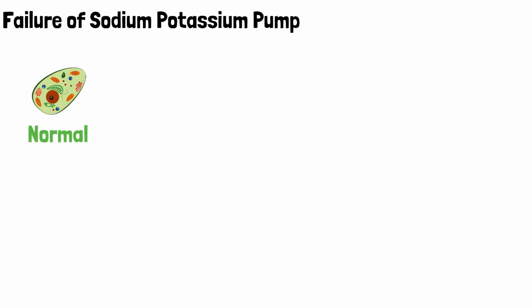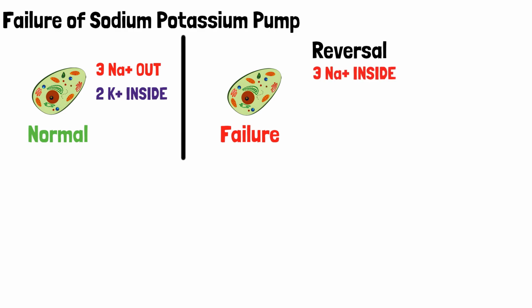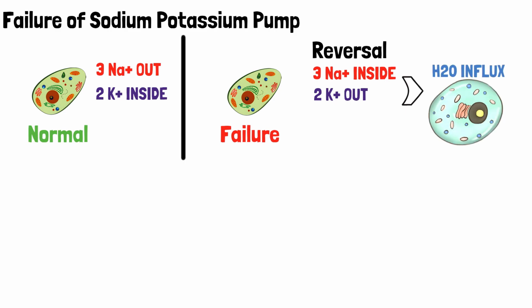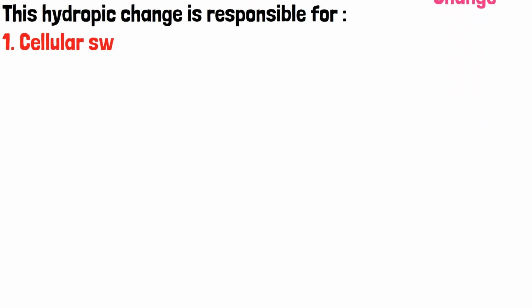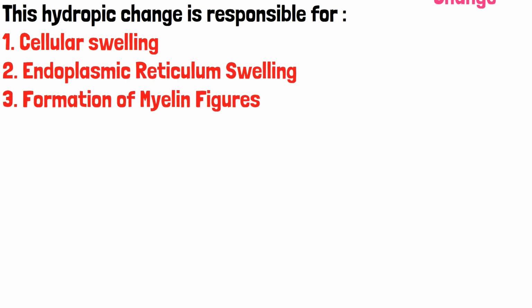As you already know, in a normal cell, 3 sodium goes out for 2 potassium into the cell. What happens in this process is there is reversal of this gradient. So, 3 sodium comes in and 2 potassium goes out of the cell. This leads to influx of water inside the cell and the cell starts to swell. This process is called hydropic change, and it is the first morphological change in cell injury. This hydropic change is responsible for cellular swelling, endoplasmic reticulum swelling, and formation of myelin figures.